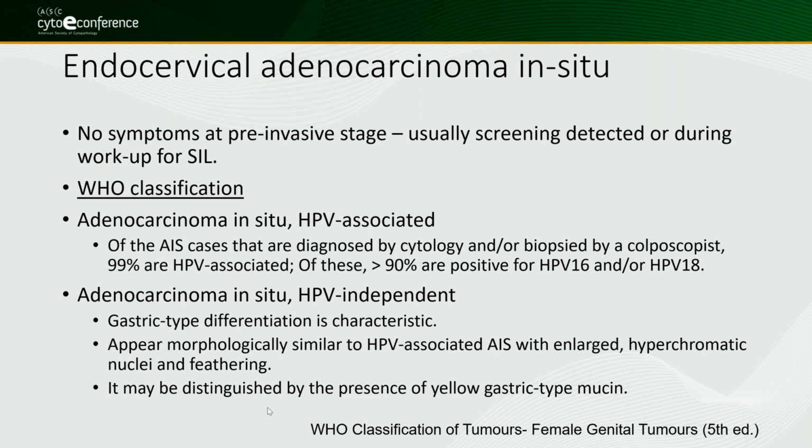On morphology, they are similar to HPV-associated AIS, and there was one paper talking about the presence of yellow gastric type mucin, better seen on conventional smears. I have not been able to tell, and again, that's not important because now almost all PAPs get co-testing for HPV status, so this is not something we really need to distinguish on PAP. But know that there are HPV associated and HPV independent AIS.